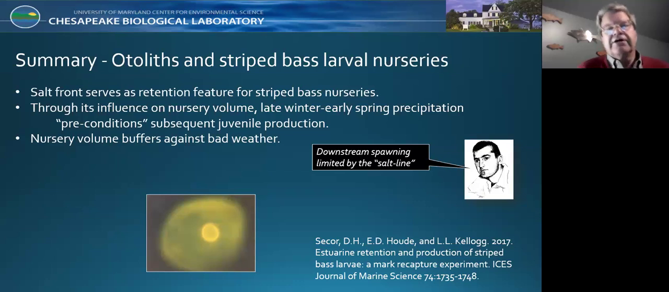So in summary, otoliths have shown us a lot about how striped bass survive in their nursery environments. The salt front was definitely a delimiter in terms of where striped bass larvae occurred. They were retained above it, as we say in our oceanographic parlance. And through its influence on nursery volume, late winter and early spring precipitation precondition the system to either have good or poor juvenile production. Nursery volume buffering against bad weather. All right, that's number 1.